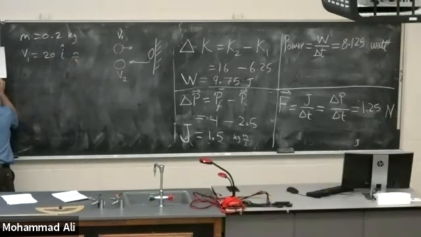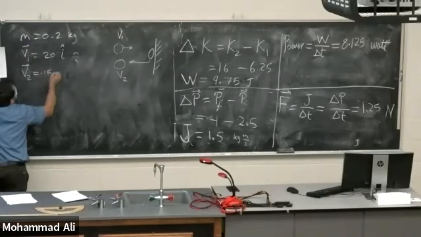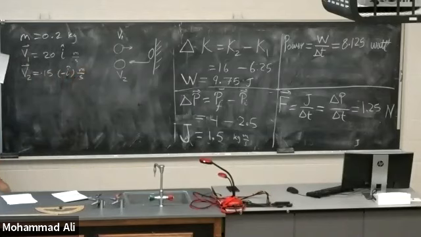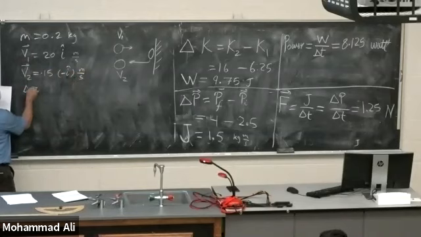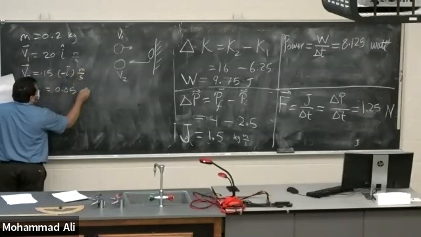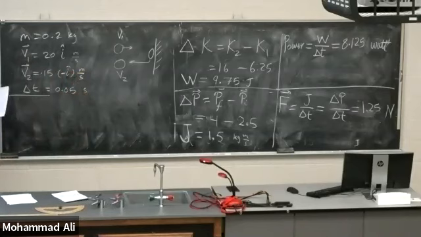V final, which is V2, it's a vector, okay, 15 in the negative x direction. I need to compute many things. And the time period is equal to, it's very fast, 0.05 of a second. We need to find the momentum initially and the momentum finally. It's simple.